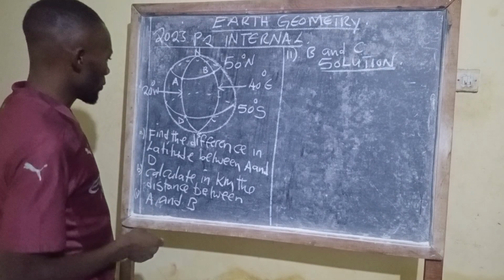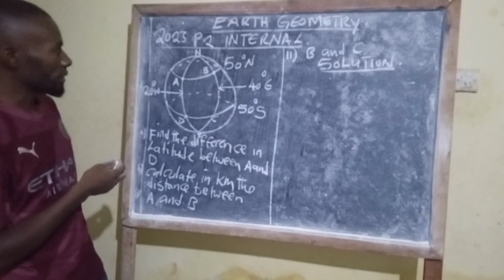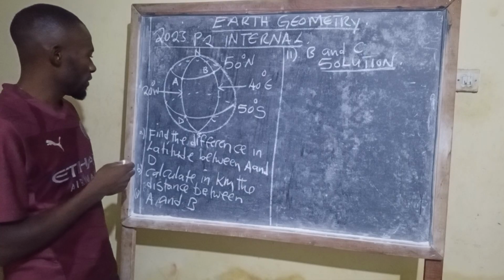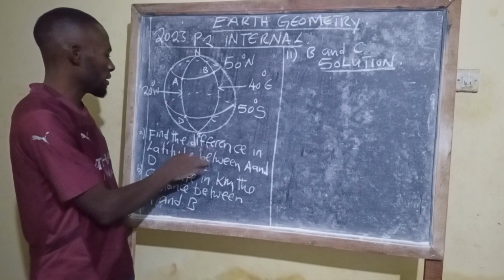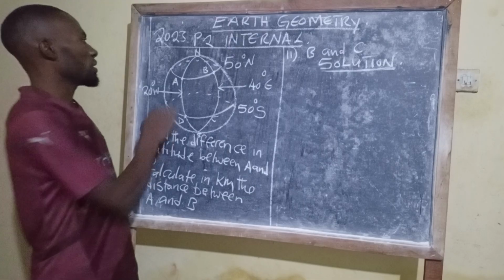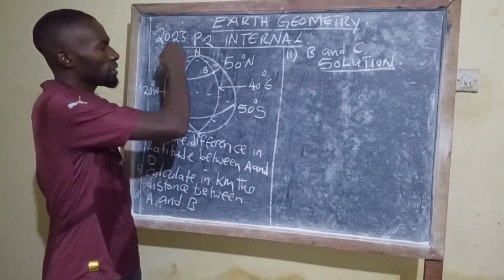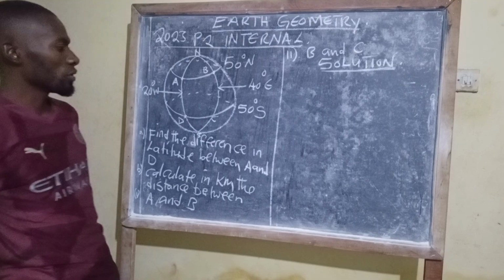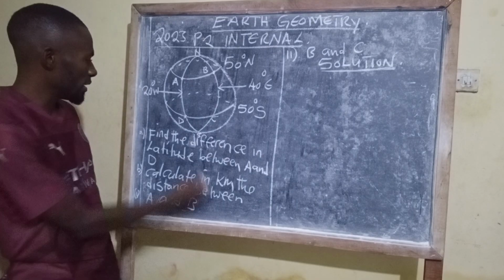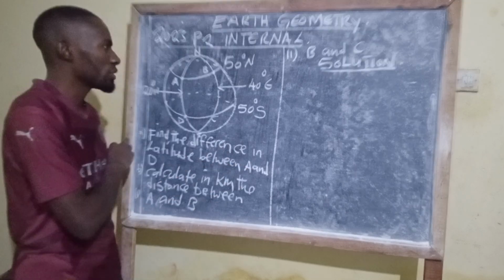Welcome to today's lesson. We are going to look at this question, which is 2023 paper 2 internal, and this is the eighth geometry question that came. In the previous video we talked about finding the difference in latitude and in longitude. We also looked at finding the position of points, where we said we should start with a latitude then end with a longitude. So this is the question that came, and it reads: find the difference in latitude between point A and point D.